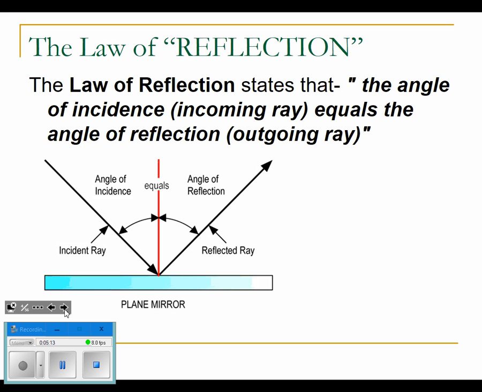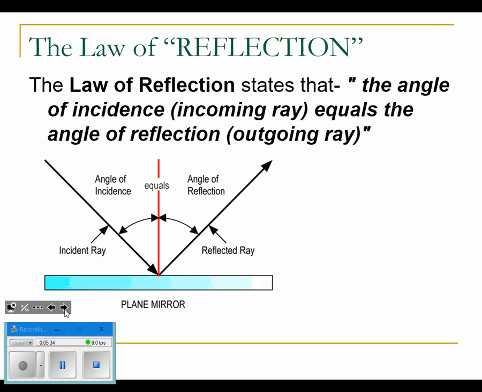Now, there is a basic law of reflection that you're expected to know, and we will actually do a lab about this because it's really, really important. The law of reflection states that the angle of incidence, which is where the incoming ray comes from, equals the angle of reflection, and that's coming off the reflected ray.